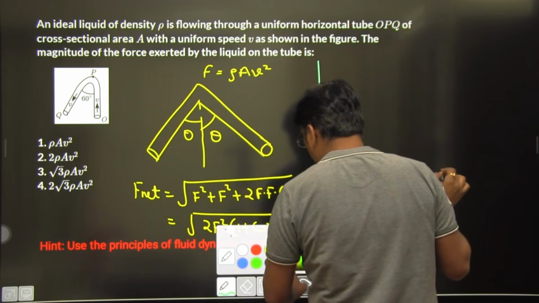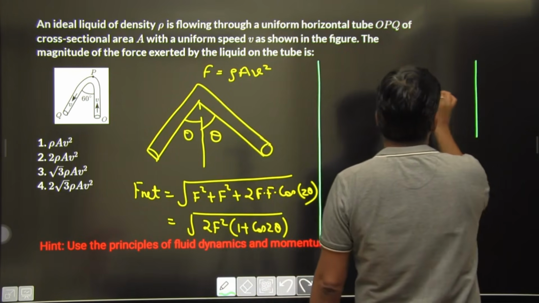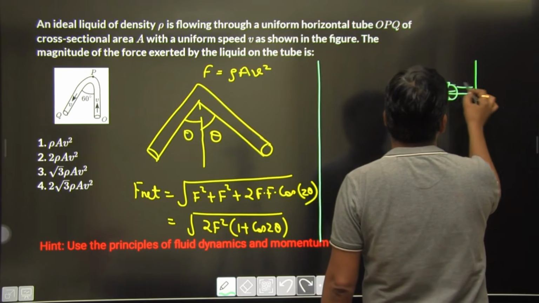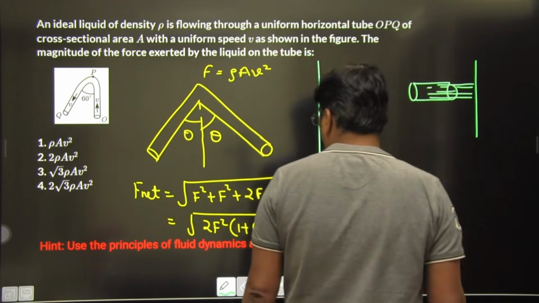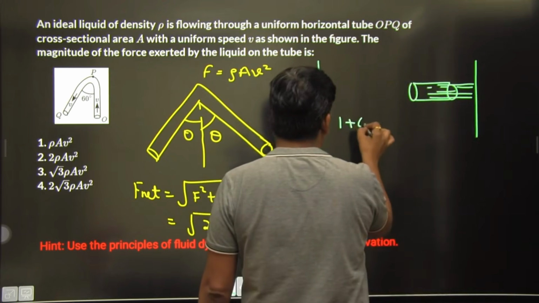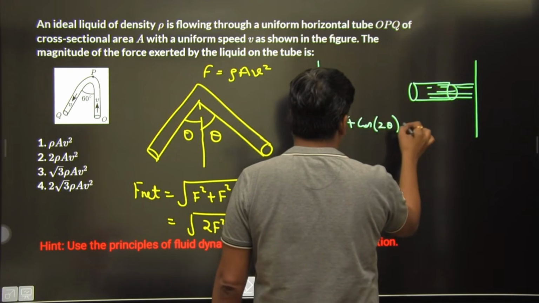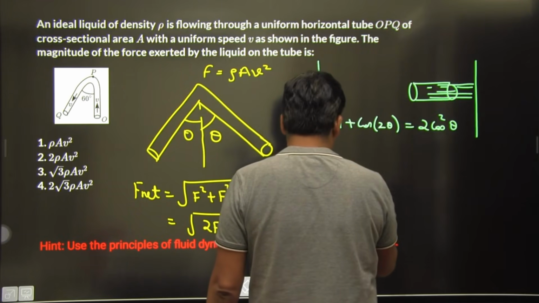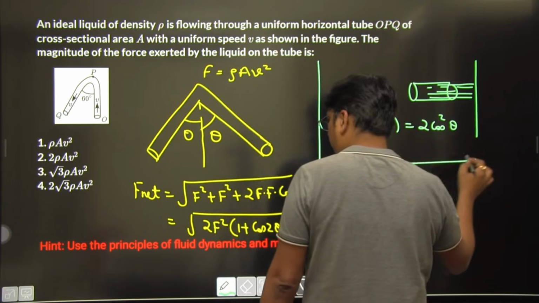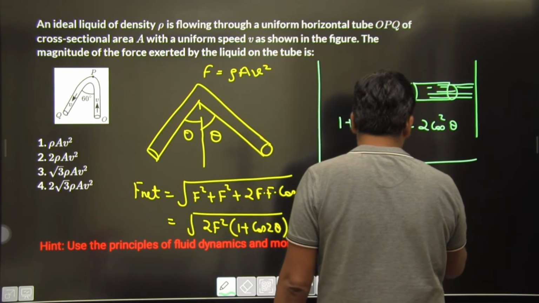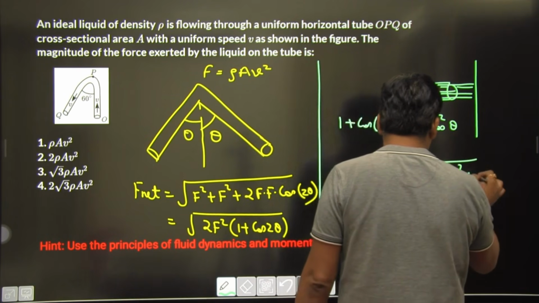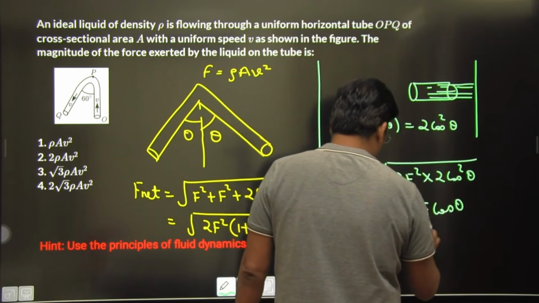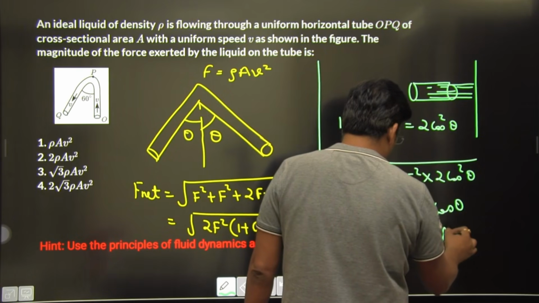When the liquid jet strikes a wall and does not rebound, the force is rho a v square. Now 1 plus cos 2 theta is actually 2 times cos square theta. Now net force can be calculated in this way: 2F square, this would be 2 times cos square theta, this would be 2 times F cos theta. F was rho a v square, that we have already told you.